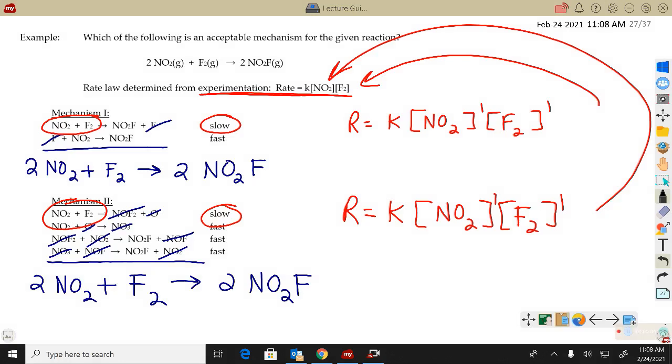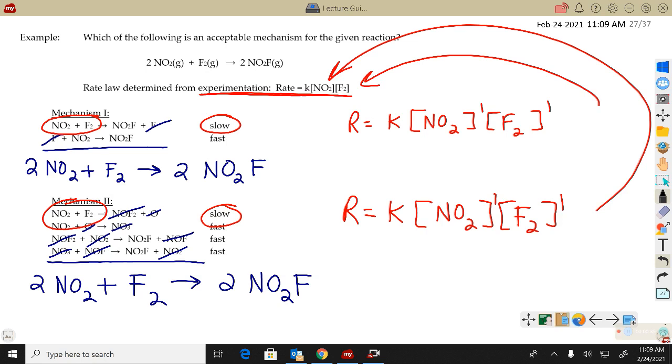In this example, we were given two mechanisms and we were asked to determine which was acceptable. They both ended up being acceptable mechanisms in that they simplify to the desired balanced equation, and then the rate law, based on the molecularity of the slowest step in the mechanism, matched what we experienced in the lab, the experimental rate law. Our overall reaction rate can't be any faster than that of the slowest step in the mechanism.